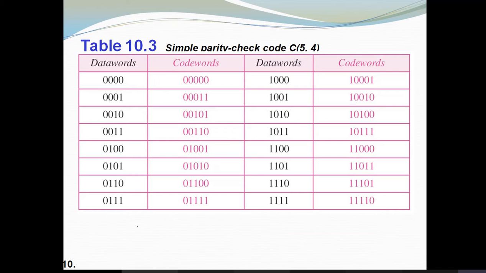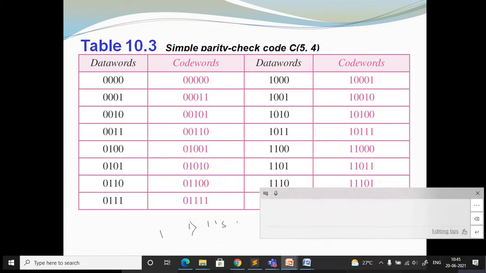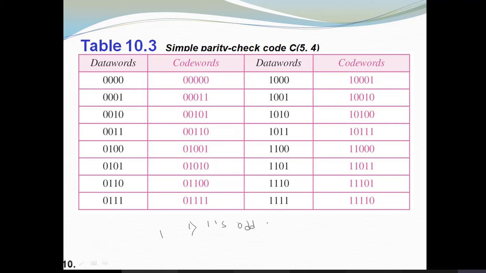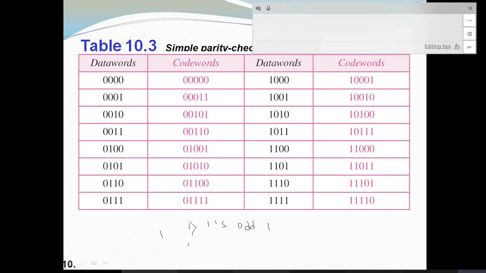That means whenever the data word has an odd number of ones, you are going to add 1. If the number of ones is even, you will add a 0. If the number of ones is odd, you make it even by adding 1 at the end of the data. In case the number of ones is even, it is already even, so you just add 0 at the end of the data and form the code word.